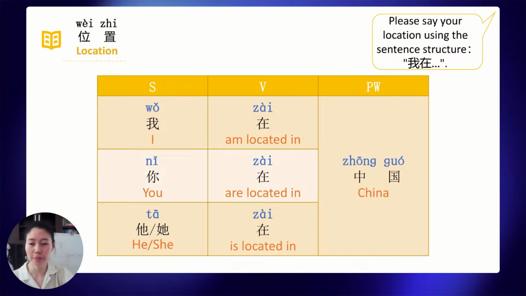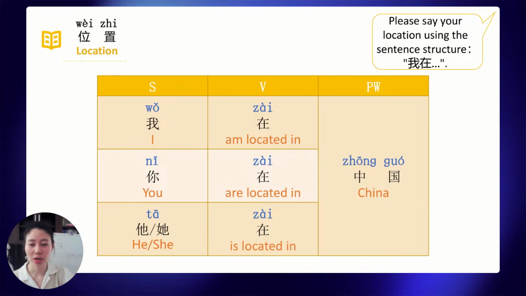Okay, so here you can see that part. So we got the very basic tense structure. So that would be the subject. Okay, so the S is subject. V, that would be the verb. Okay, so 我在. So the PW means a place word. Okay, yeah. So that would be the basic tense structure.